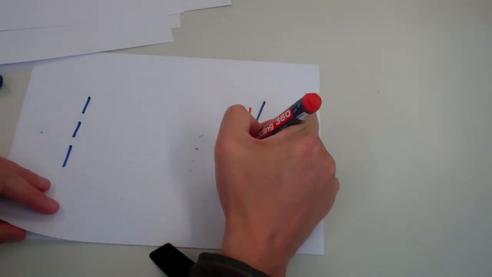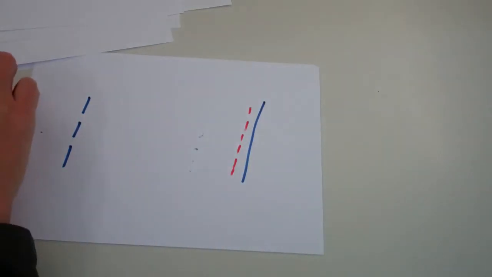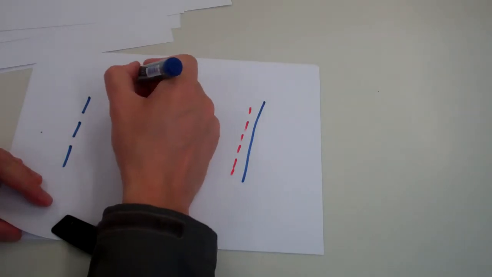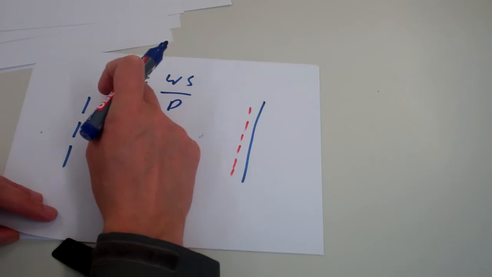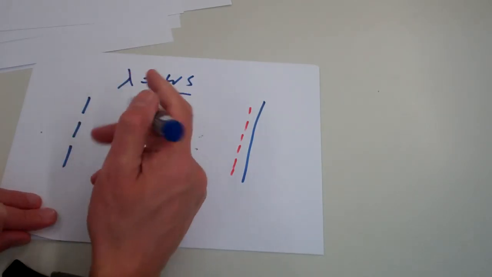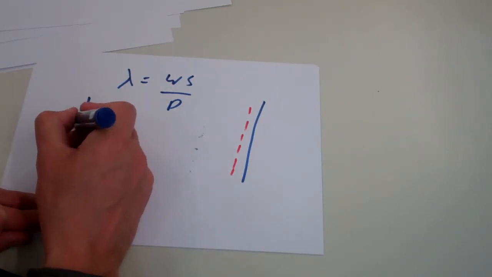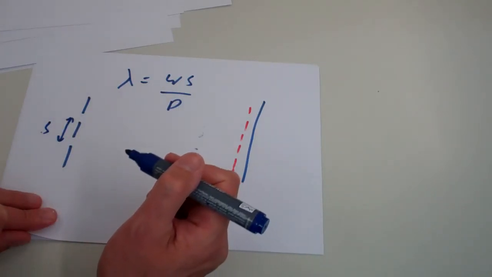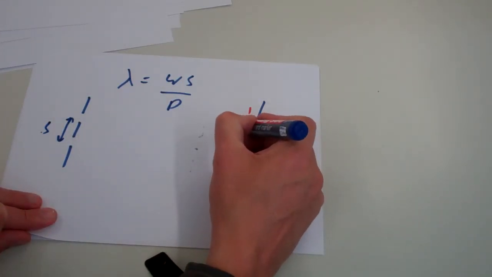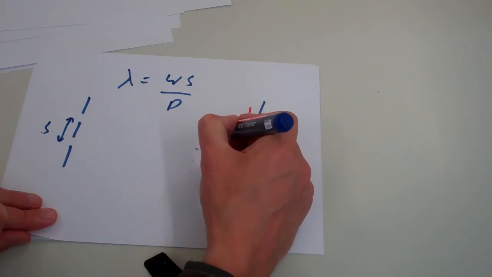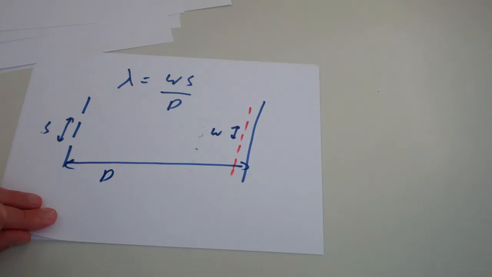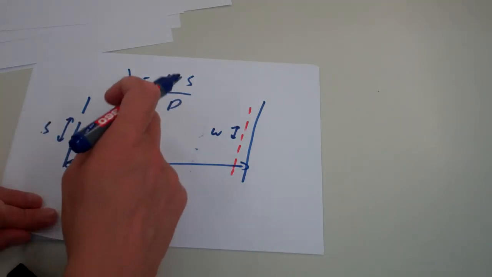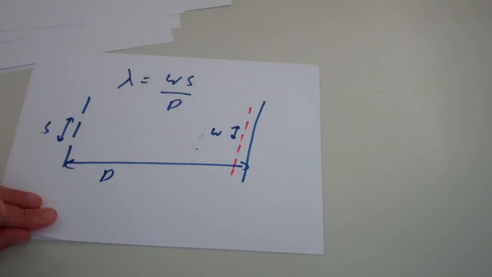So again, here are our fringes on our screen. The equation is lambda equals WS over D, all measured in metres. Lambda is wavelength. S is the distance between the centres of the slits. W is the distance between the centres of the bright spots, and D is the slit to screen distance. And you should be aware of how changing things in this equation will change the resulting pattern.